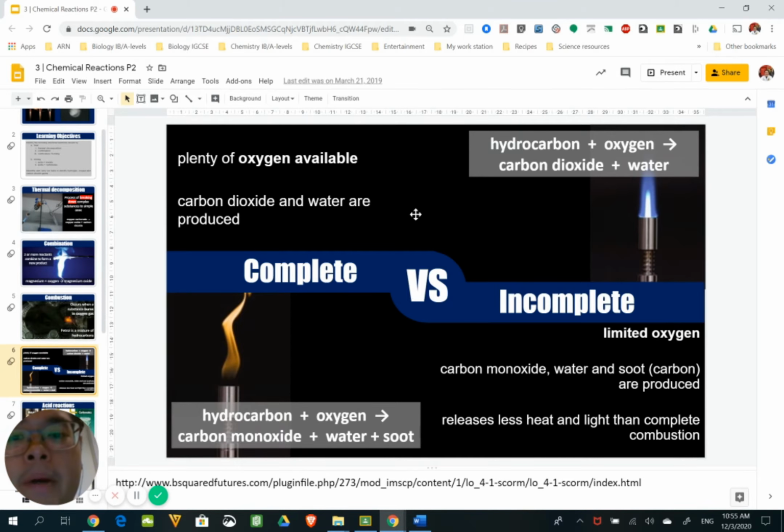So when we talk about a complete combustion, it is where there's lots and lots of oxygen, and it produces carbon dioxide and water as the byproduct. Water is the byproduct basically. So when you look at these 2 equations carefully, you will note the difference. So please take note of what you're reading here.